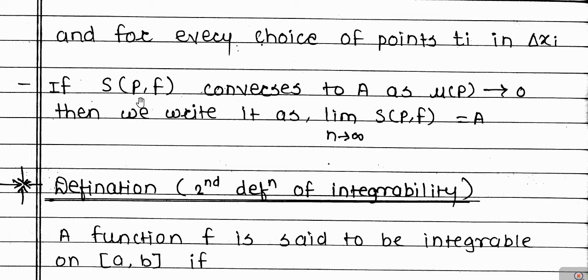Next, if the Riemann sum of function f over the partition P converges to the real number A as the norm of the partition tends to 0, then we write it as the limit of S(P, f) as n tends to infinity is equal to A. Obviously, as the norm of the partition tends to 0, n will tend to infinity.